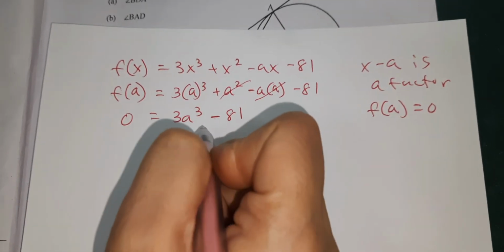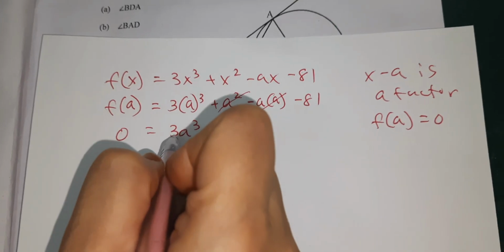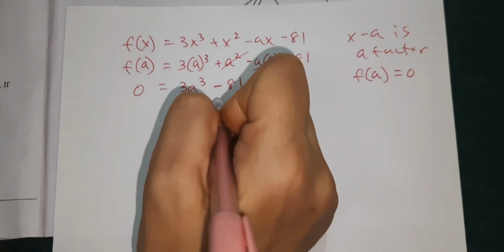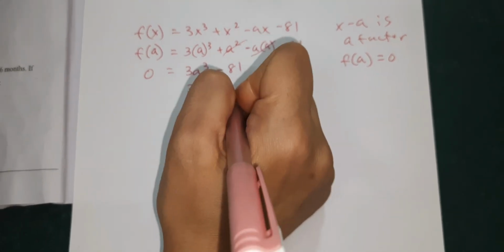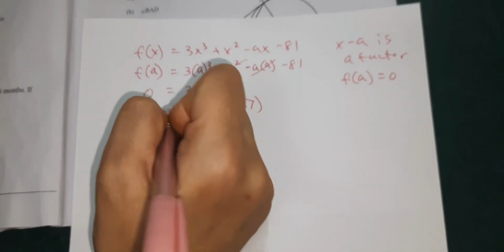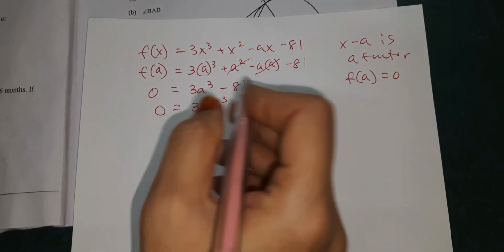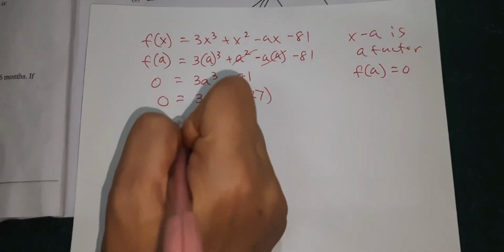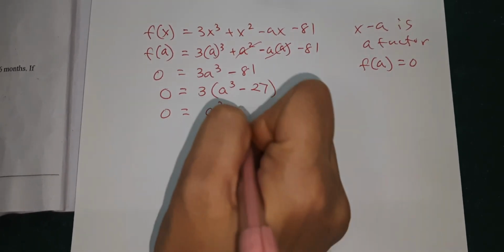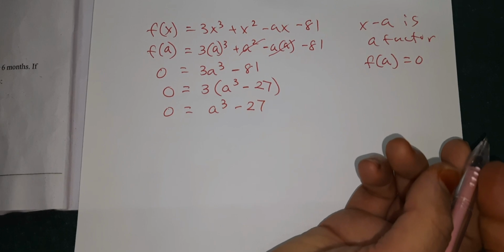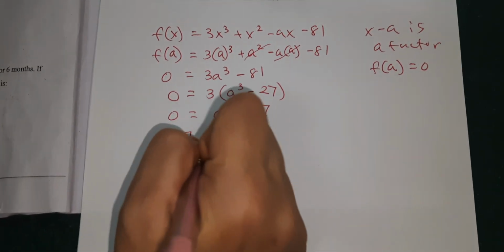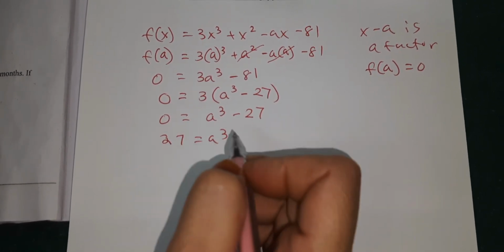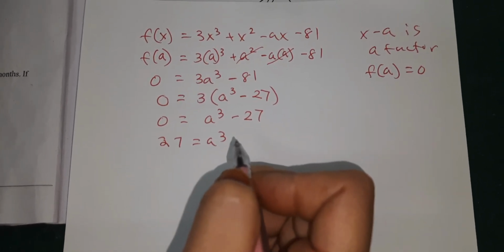You have to realize that we can divide by 3 or factorize the 3 out. So a cubed minus 27. So a cubed minus 27 has to be 0. 3 obviously can be divided out, and you can say 0 is equal to a cubed minus 27. So 27 is equal to a cubed. And the cube root of 27 is plus or minus 3 actually.